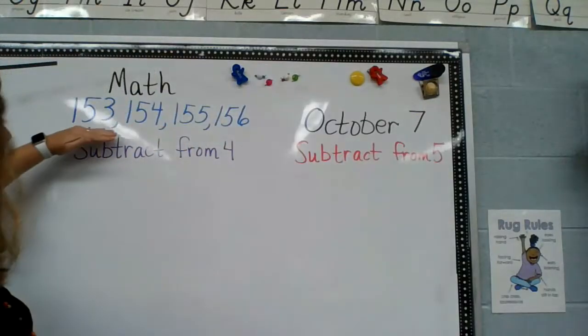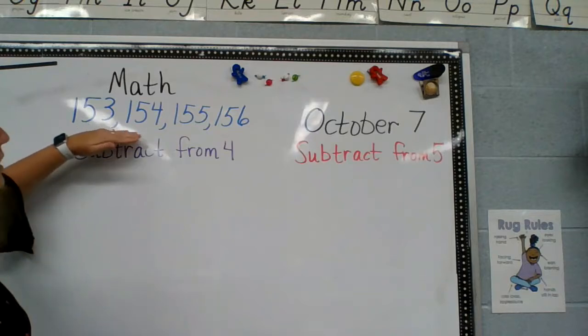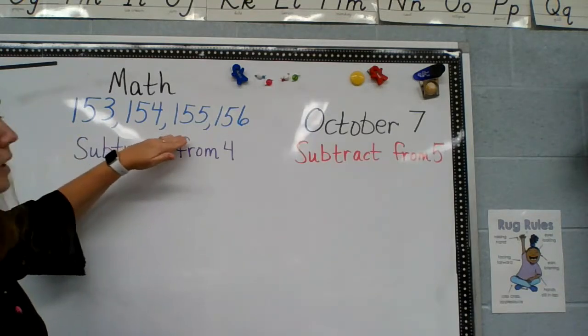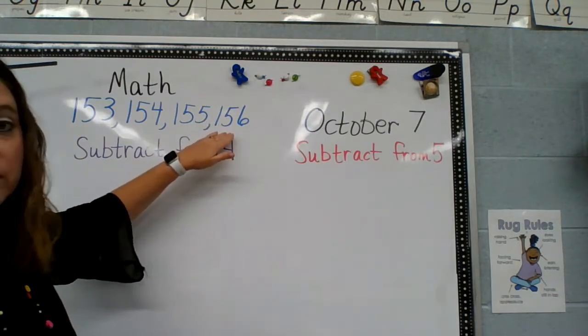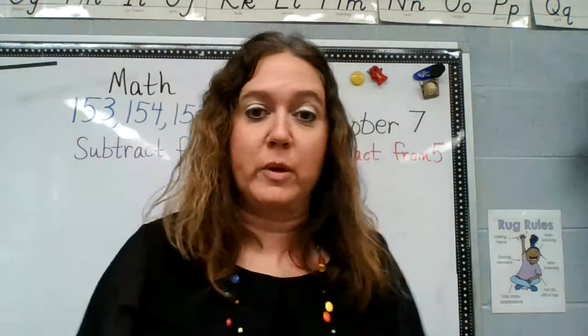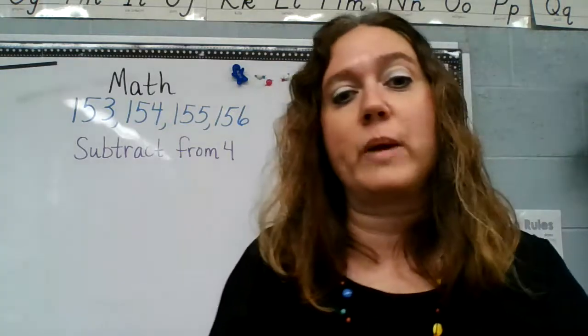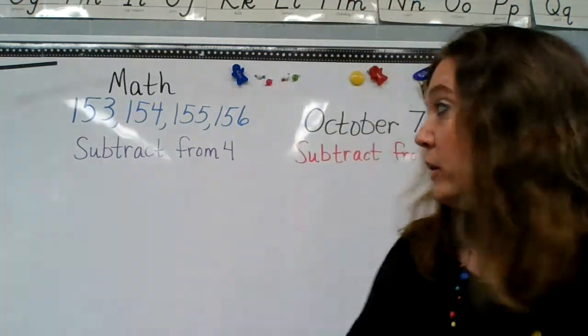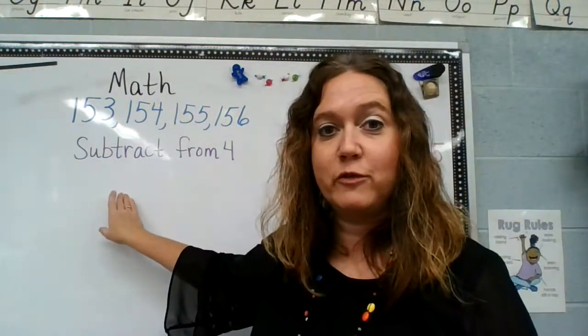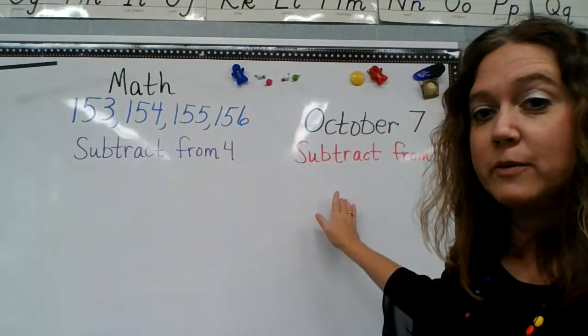And so you need pages 153, 154, 155, and 156 from your math book. So you're just tearing out 2 pages, or you have your 2 pages already. We are going to be talking about subtracting from 4 and subtracting from 5.